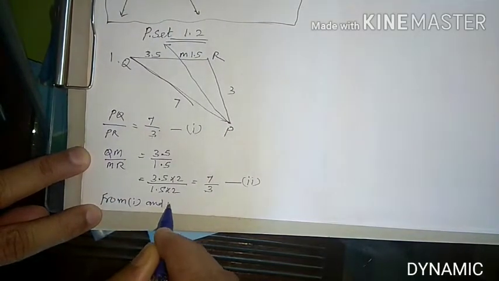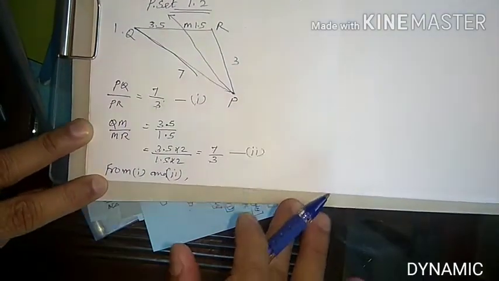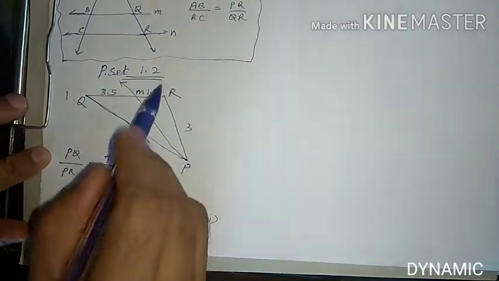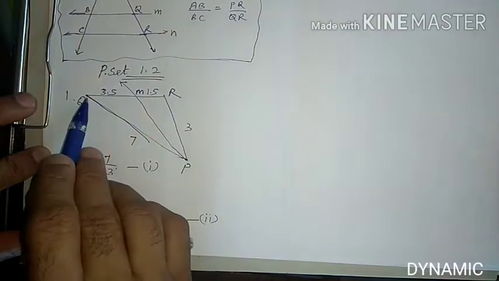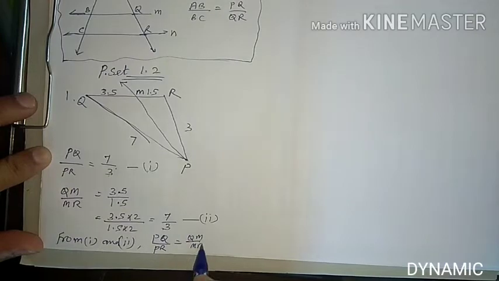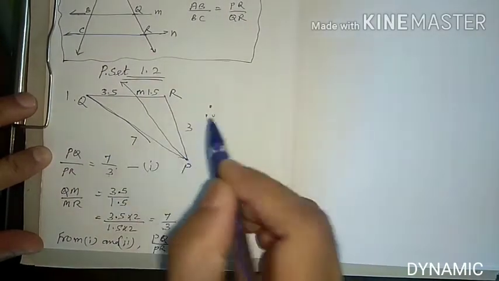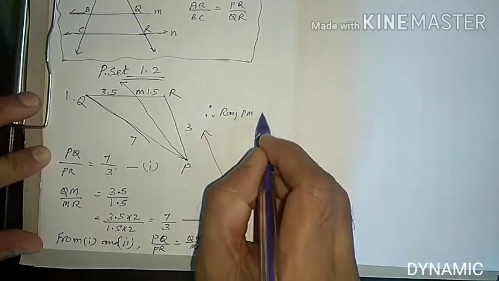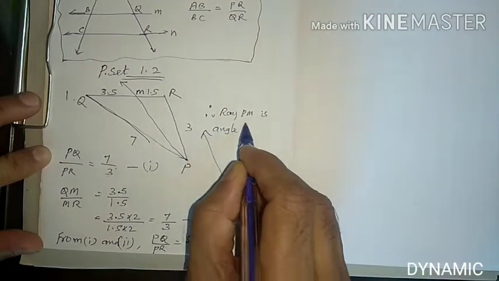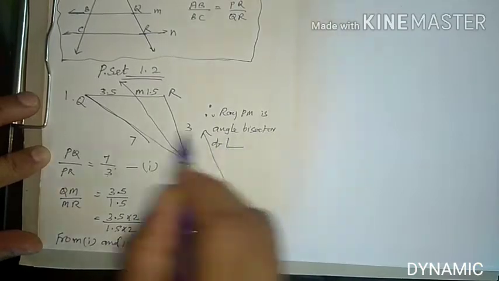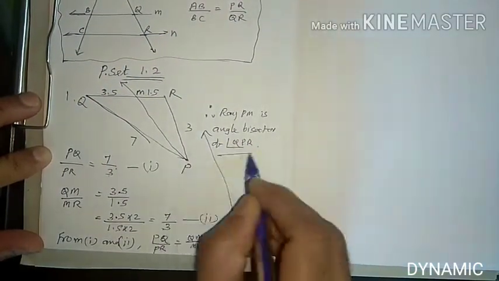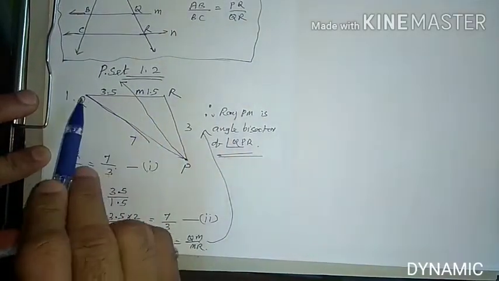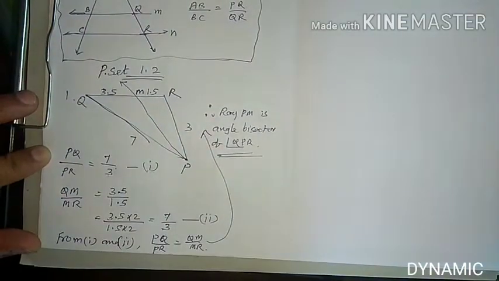from the first result and the second result, these right hand sides are equal. Therefore, the ratio of sides PQ upon PR is equal to QM upon MR. This is BPT. Therefore, ray PM is the angle bisector of angle QPR. That's all. What did we do here? We are checking these two sides, QP upon PR is equal to QM upon MR. It is satisfied. Therefore, this is the angle bisector.